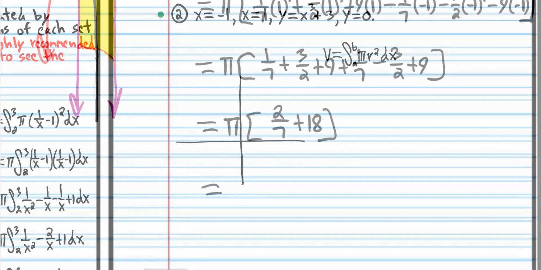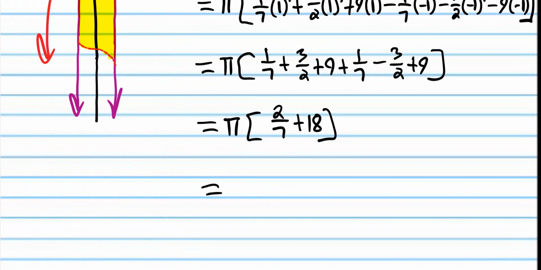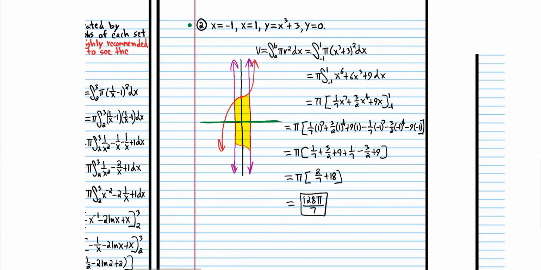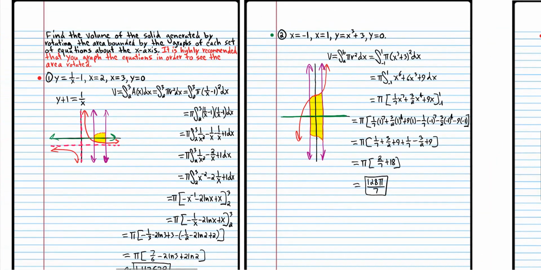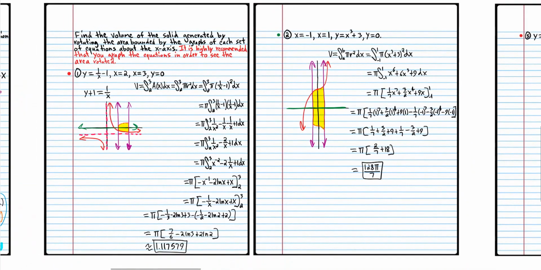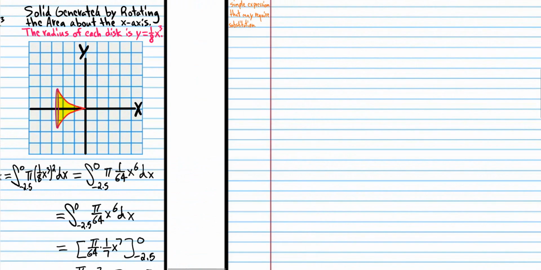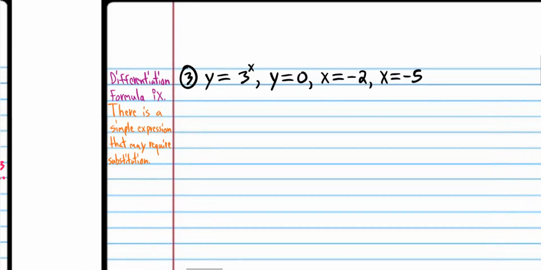Okay, we're back, and looks like that's going to be 128 pi over 7. So if you got that right, excellent. Go ahead and get a screenshot of these 2 pages here, and I want you to try this next problem.